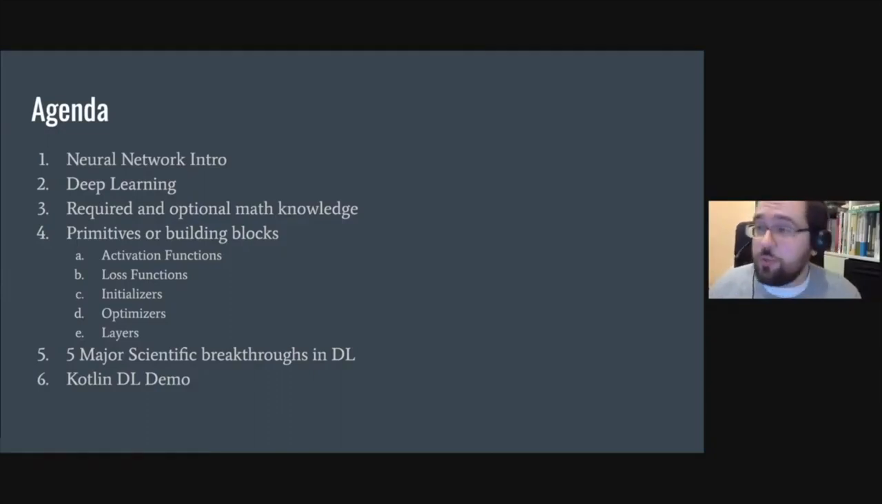After that, we will discuss some deep learning knowledge. We will discuss required and optional math knowledge, because math is a cornerstone of deep learning. And we will discuss primitives and building blocks in deep learning frameworks, because without that, you couldn't train real huge neural networks. And at the end, we will discuss the most significant things in deep learning now, and I will run a few Kotlin DL demos if we have enough time for that.